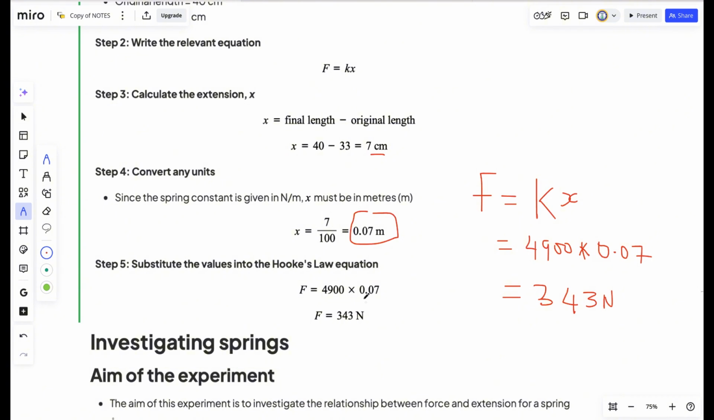In some cases they ask us to calculate the spring constant, but this question is asking us to calculate the force by giving us the original length and the final length. So you subtract, you get an extension. Then you convert based on the unit of the spring constant, whether it is Newton per meter or Newton per centimeter. Since it's in Newton per meter, we must convert the extension to meter. That's how we got this Newton as the force, or the weight of the child.